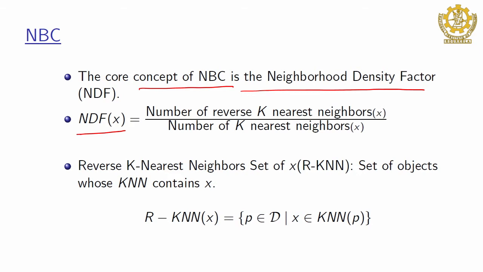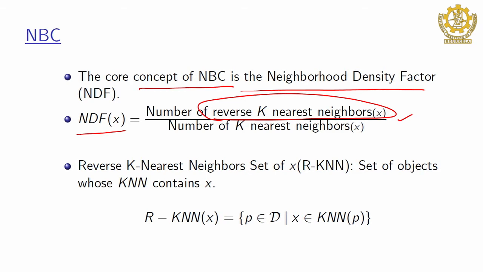It is the ratio of two parameters: the number of reverse k nearest neighbors of the point x by the number of k nearest neighbors of the point x. That is the NDF. So, to understand this NDF, you have to understand what the reverse k nearest neighbor is.